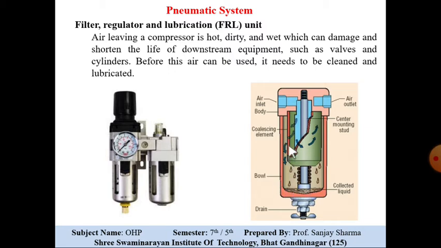So the air passes through the filter, and as it comes in contact with the coalescing element, the moisture is separated, and whatever unnecessary liquid is there will be collected at the bottom part and drained. And the dry and clean air will be delivered out. So this is how the FRL unit works. Now let us see all these filter, regulator and lubricator one by one.